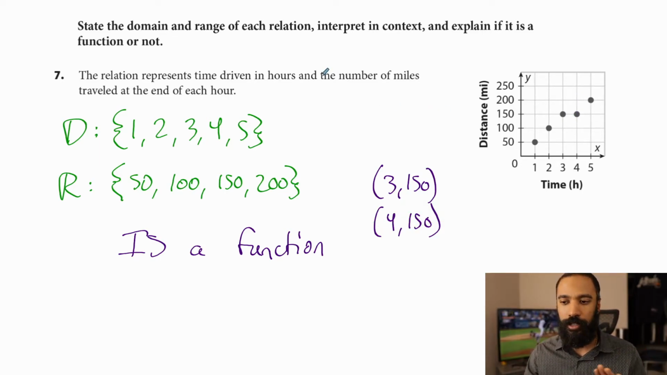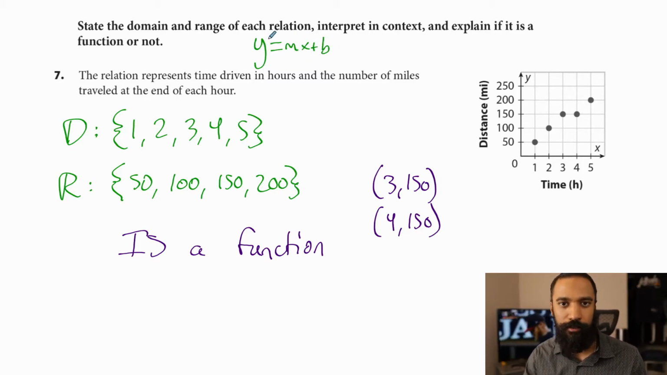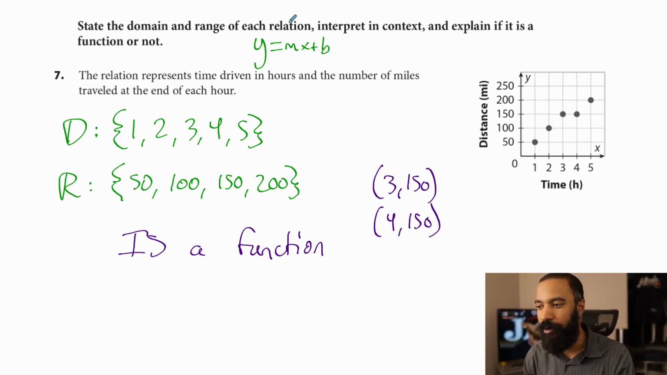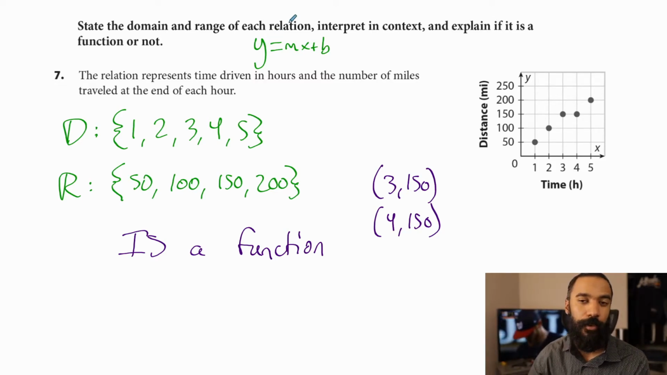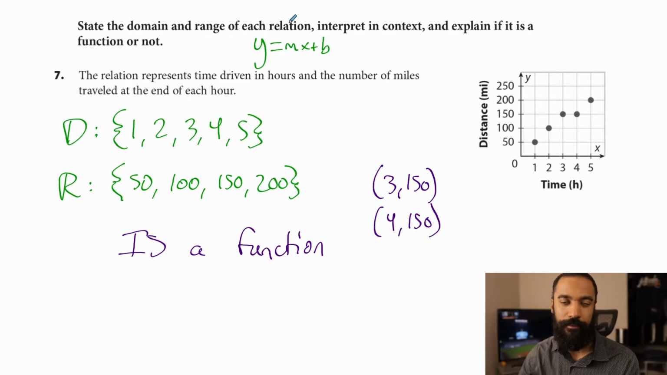There are other reasons, and honestly, it has a lot to do with the fact that y is a dependent variable. Say we had y = mx + b. If I substitute values for my independent variable x, I only expect one answer out for y. I shouldn't be able to plug in 3 for x and sometimes get 150 for y, and sometimes get 175 for y.